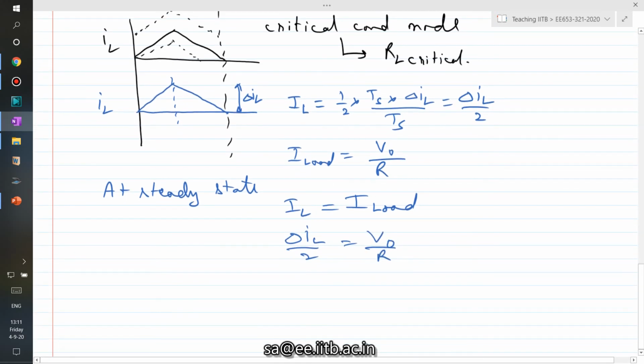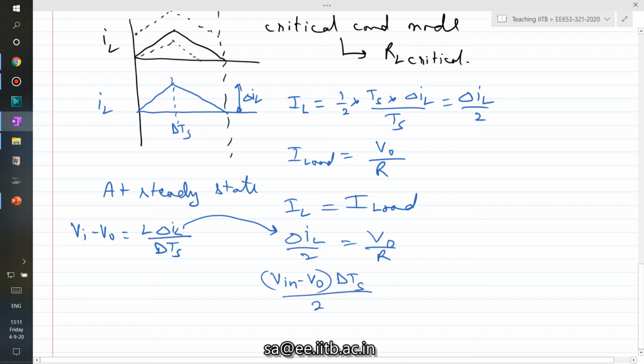I can substitute what is delta IL. If you consider only the on period, V in minus VO is equal to L delta IL by D times TS. So I can substitute the value of delta IL from here to here. What I would get is V in minus VO into DTS upon 2L equal to VO by R.